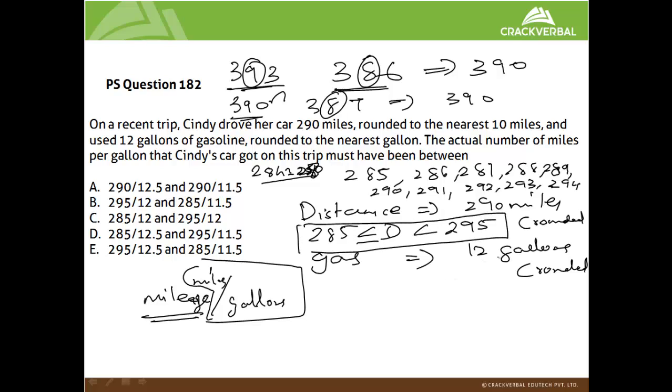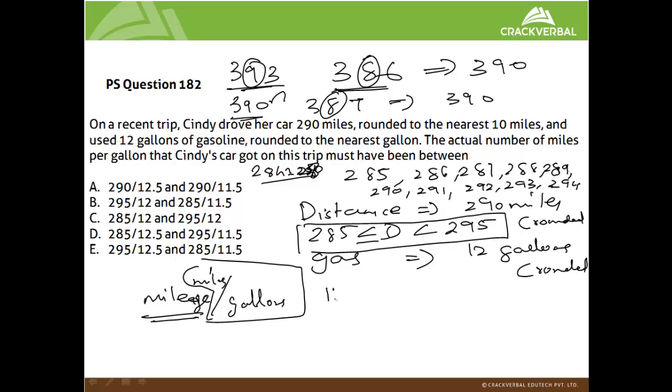Now miles per gallon: 12 gallons, rounded to the nearest gallon. Nearest gallon means again the same thing, 11.5 or more we can round to 12, right? If it is 5 or more, we can round the units place up by 1 extra, right?